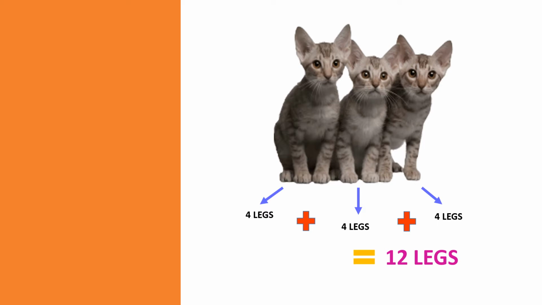What we have done here? We have added 4 three times. We call this method repeated addition. Repeat means to do it again and again, to do the same thing again, right? And addition is the sum. So what we have done here is we have added 4 legs plus 4 legs plus 4 legs. We have repeated the addition. So this method is called repeated addition.